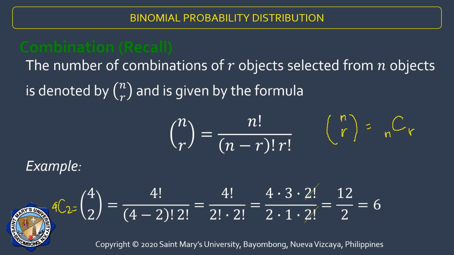And we know that 4 factorial is 4 times 3 times 2 factorial. Divided by 2 factorial, which is equal to 2 times 1, times 2 factorial. So we can now cancel 2 factorial. So we have 4 times 3, 12, divided by 2 equals 6.